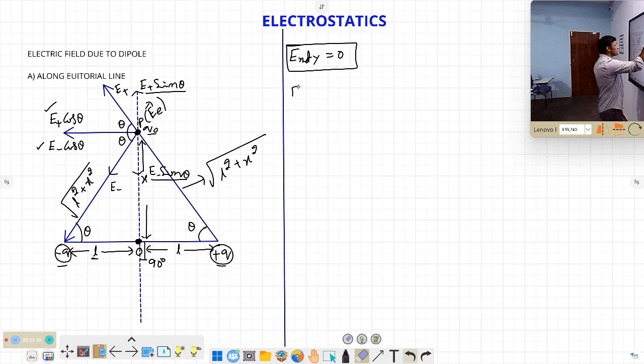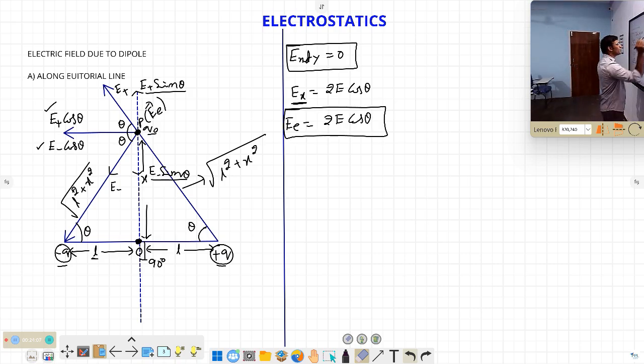But along the x-axis, we have a net electric field. What is the net electric field? That is nothing but 2E cos theta. This electric field, which is along the x-axis, is the electric field on the equatorial line. So the electric field along the equatorial line is 2E cos theta. Now we need to find the derivation for this 2E cos theta.